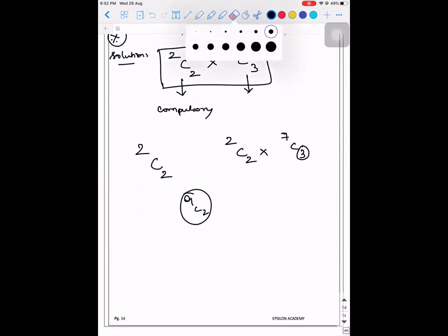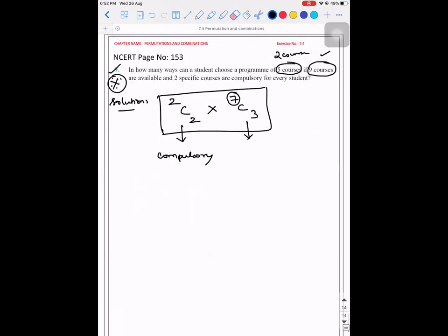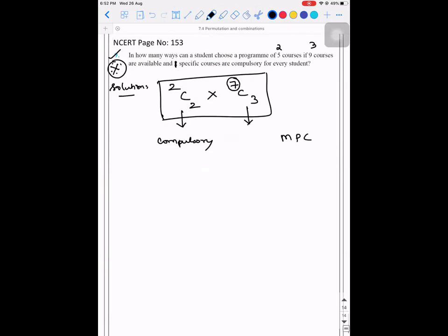See, let's try to visualize. If you have that confusion, let me clear it. I'll modify the question in a simpler way and let's write down all the permutations, all the combinations that are possible. Now I'm changing this 5 to 2 and available courses to 3. And instead of 2, I'm saying one specific course is compulsory. Let's say you have MPC, maths, physics, chemistry, out of which I'm saying math is compulsory. Then what will you do first? How many courses are you supposed to choose?